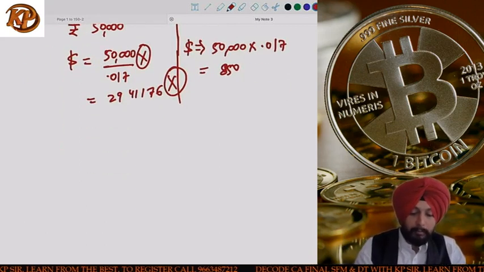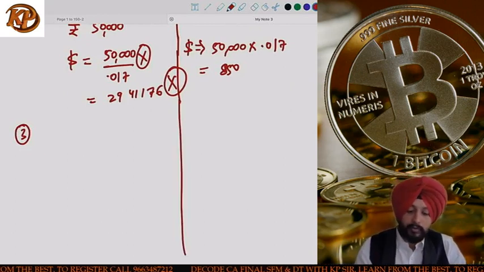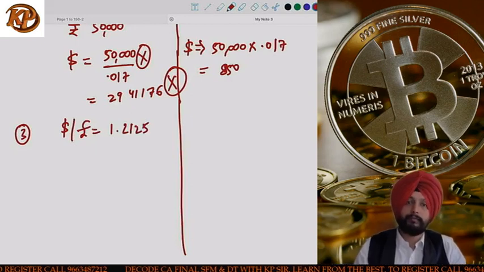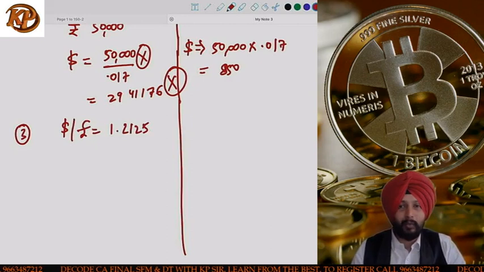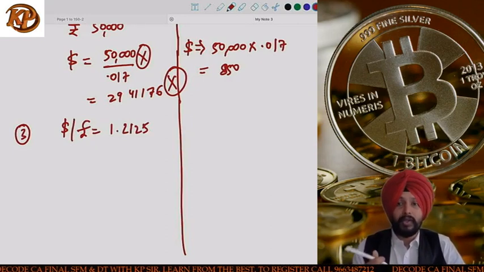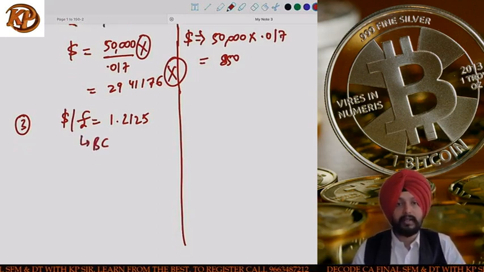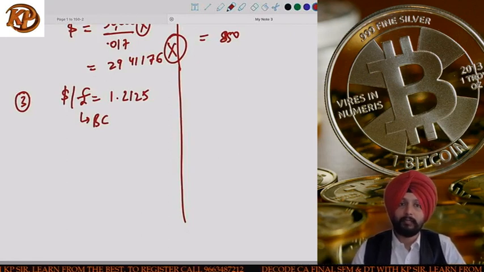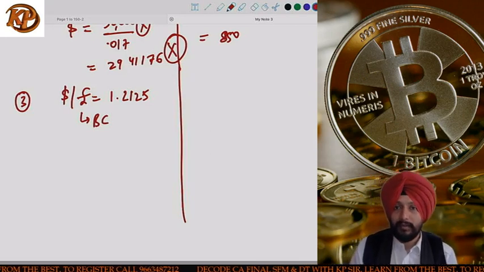Let's take one more example. Let me make you understand where you will face problems. Dollar per pound is 1.2125. Dollar needed for pound should be greater than 1. Guys, we know that, right? We discussed yesterday. Dollar is weaker compared to pound. So dollar needed for pound should be greater than 1. This is my base currency. Correct? Pound is the base currency.